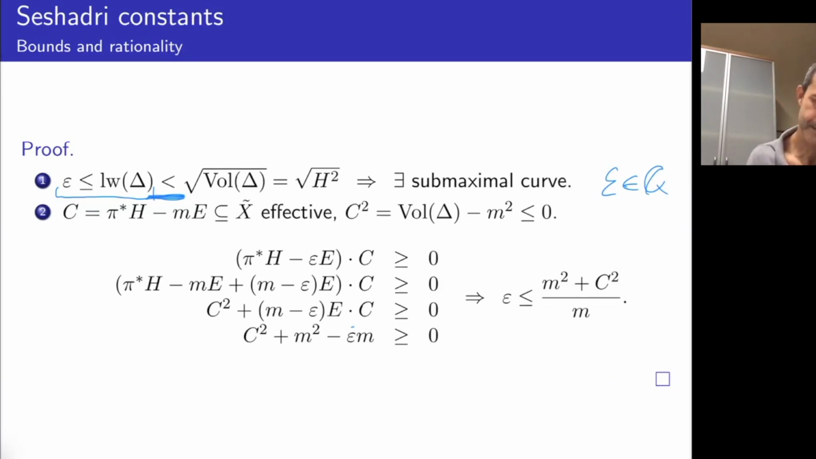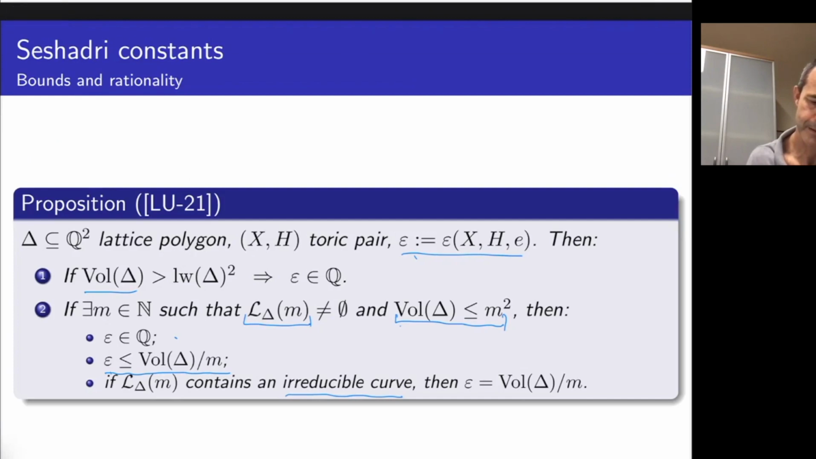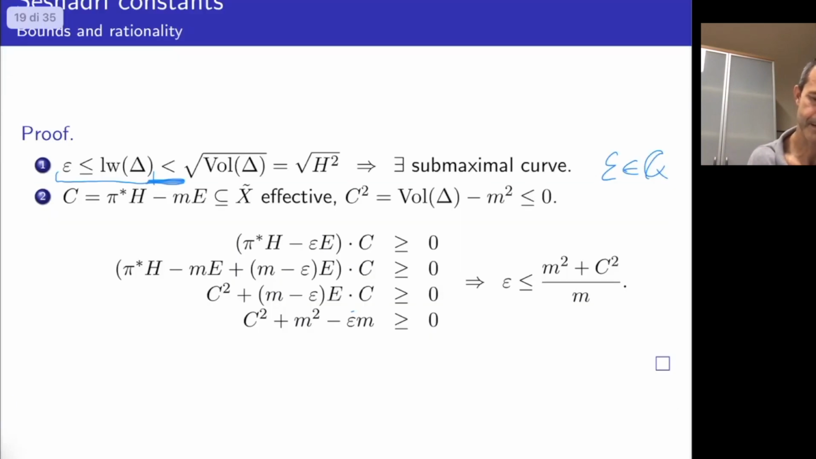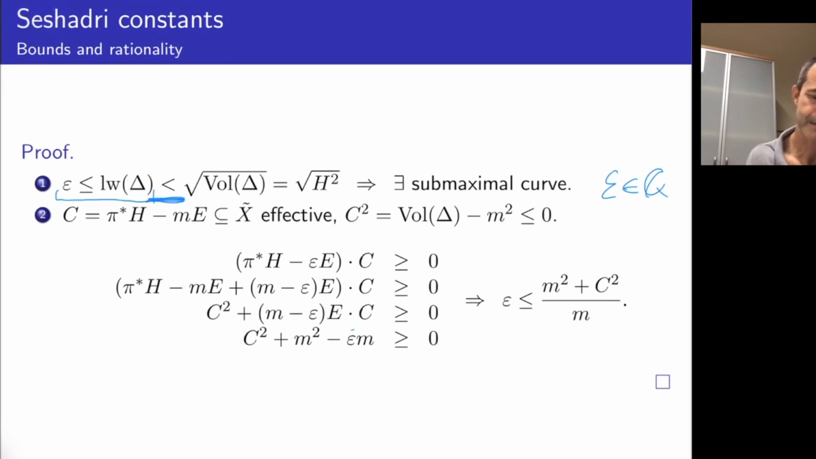Now, let me show this inequality in the second case. We are supposing that this linear system is not empty, which means that if we consider the strict transform of an element of this system, we have this class in the blown up surface, which is the pullback of H minus M times E, where M is the multiplicity at the point. So we have an effective class. And we know that the self-intersection, again, is H squared, which is the volume of delta, minus M squared.